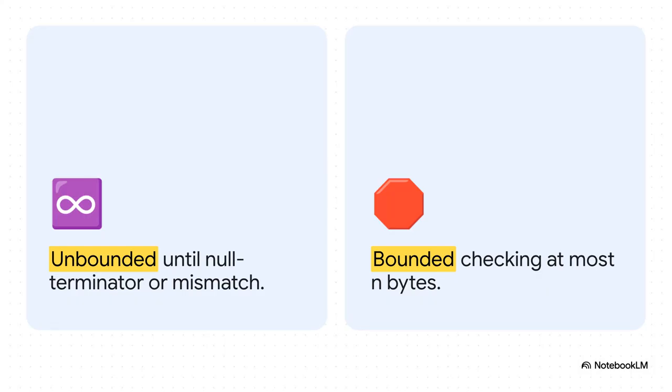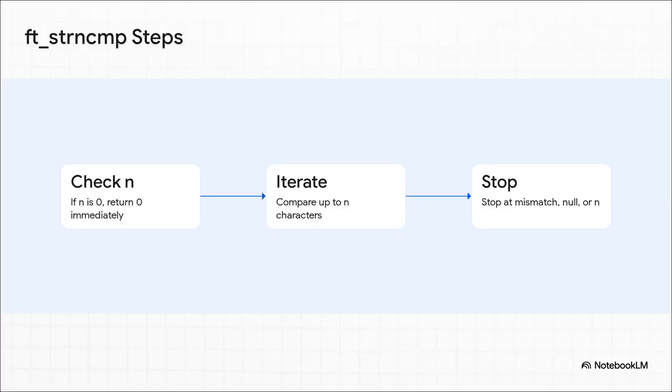Moving right along to exercise 01, we meet ft_strncmp. This uses the exact same base logic we just talked about, but it introduces an upper bound limit of n bytes. So instead of potentially checking the entire string, we're putting a hard stop on exactly how many characters we're willing to look at. To code this successfully, just follow these steps.